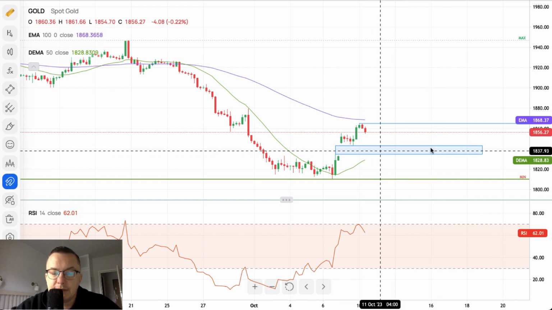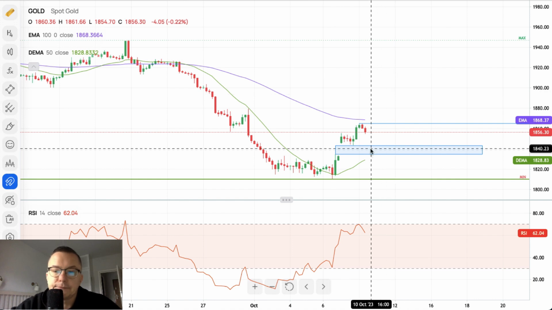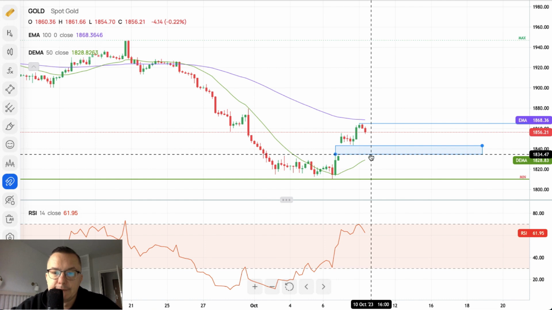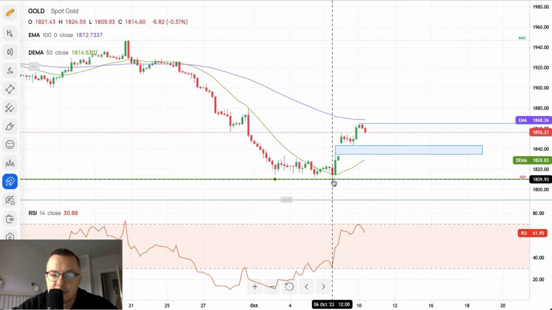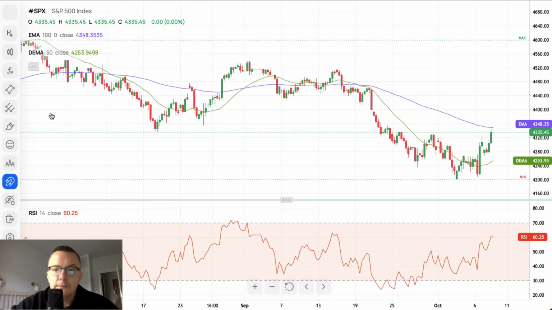Of course, this gap might work as a support zone or level, or in the case that the gap will be violated, then of course what will happen is another extension to the downside, and the target will be the swing low from October 6th, 2023. So that's the gold. Let's find out what is going on with the S&P 500.